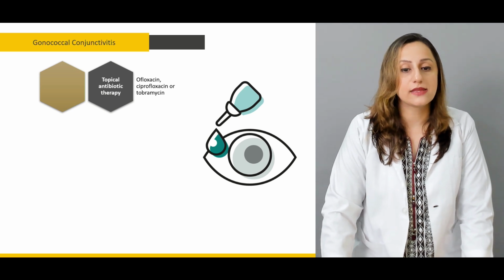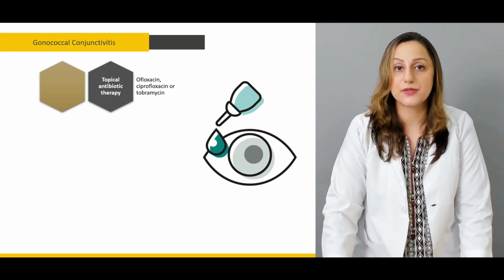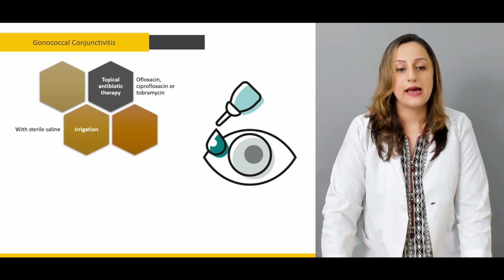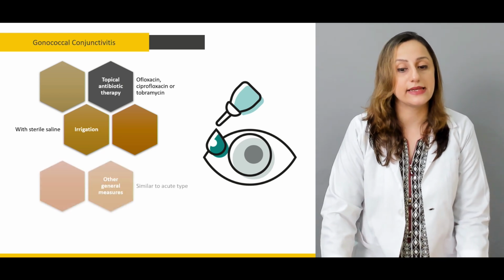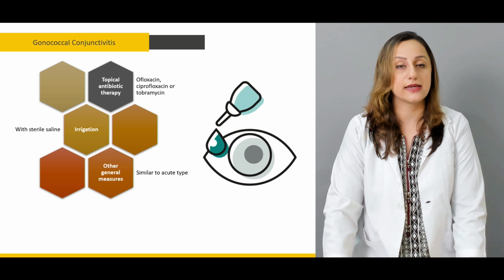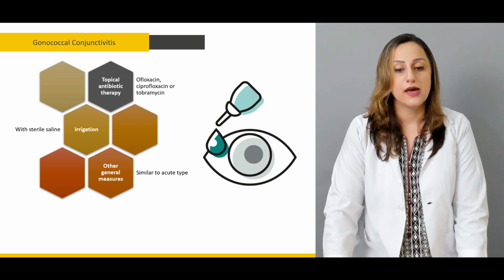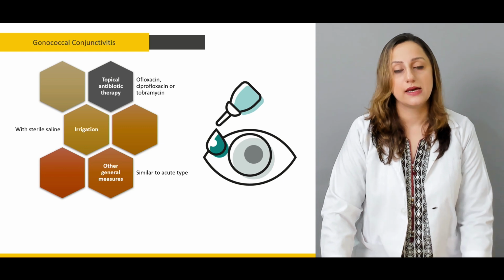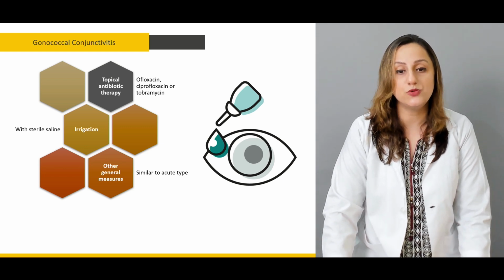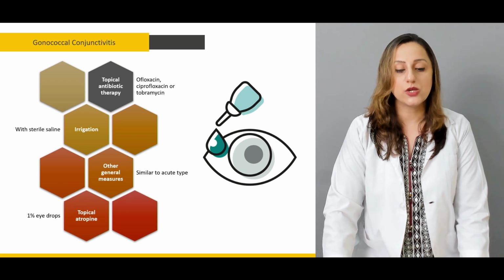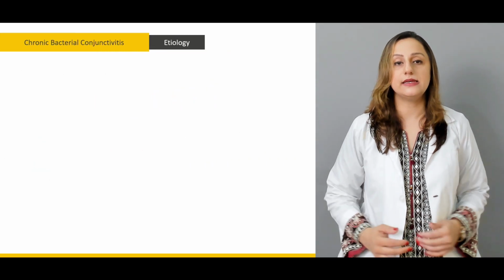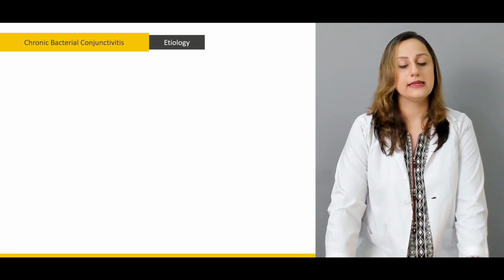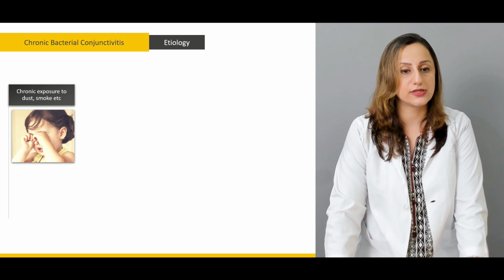The topical antibiotic therapy would include ofloxacin, ciprofloxacin, and tobramycin. We can also use sterile saline for irrigation in these patients. The other general measures consist of the similar type of treatment that we mentioned for the acute kind of conjunctivitis. We can also give topical atropine, 1% eye drops, basically to protect the cornea from corneal ulcerations in these patients. Then finally, we have the chronic kinds of bacterial conjunctivitis.